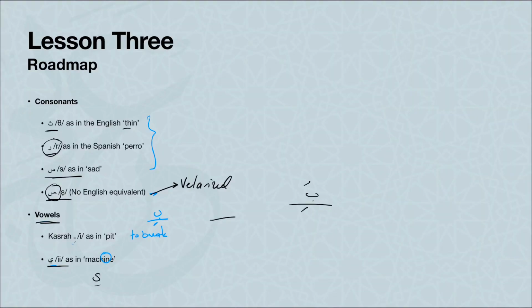In lesson three, we learned three consonants that are relatively found in English. So we learned about the th, as in thin. We learned the re, which is like the Spanish perro or the Italian caro, like deer. And the letter s, or the sound s, as in sad.